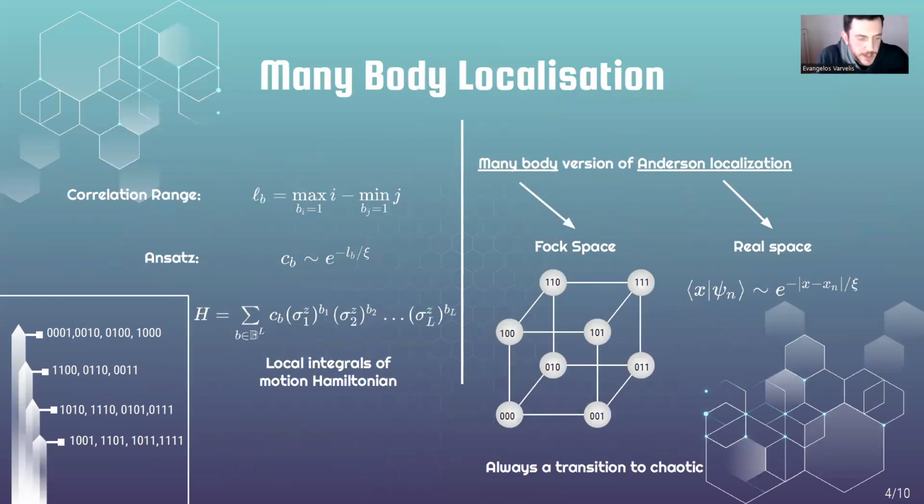Right, so I was here. Yeah, so in this case, with this assumption, what we get is a Hamiltonian, which is known in the literature as the local integrals of motion Hamiltonian of the many-body localized phase. And many-body localization is basically a many-body version of the Anderson localization. Anderson localization is an insulator phase of matter of disordered quantum systems, in which the eigenstates become exponentially localized in real space around some position.